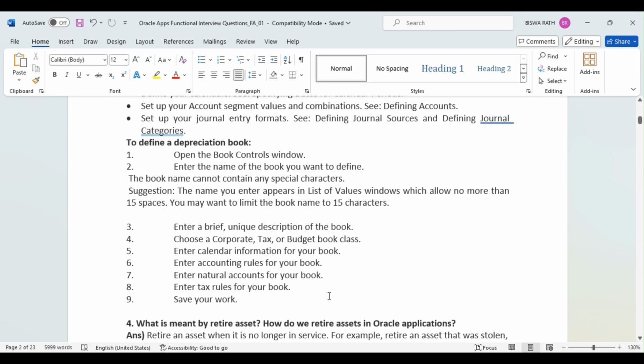How you can define a depreciation book is basically in the book control window. Just open that book control window and provide your parameters over there. What is the name of the book you want to define, and it must not contain any special character. You need to ensure the maximum character limit is 15. Enter a brief and unique description of the book. Choose a corporate or a budget book or tax book classification based upon your requirement. Enter calendar information for your book. Enter accounting rules for your book. Enter natural accounts of your book. Enter tax rules for your book, and save your work. Okay.